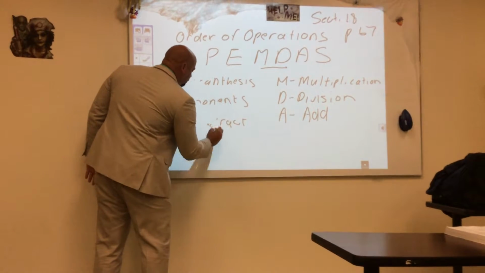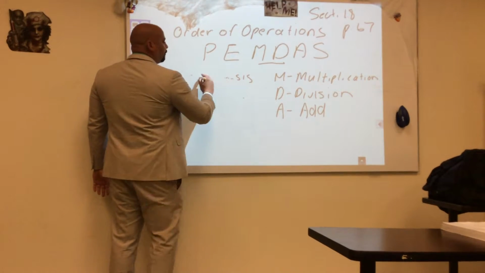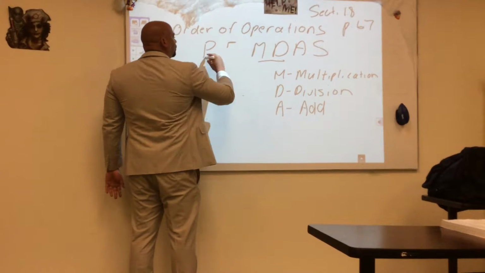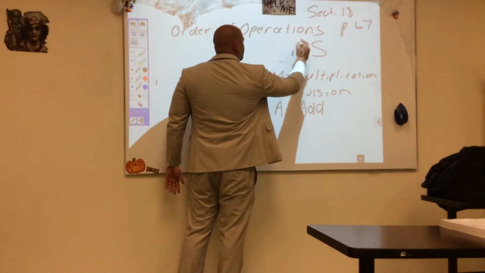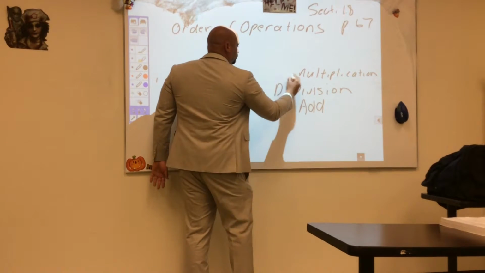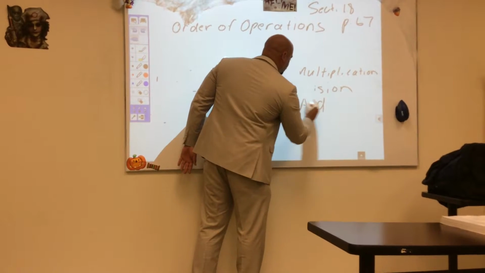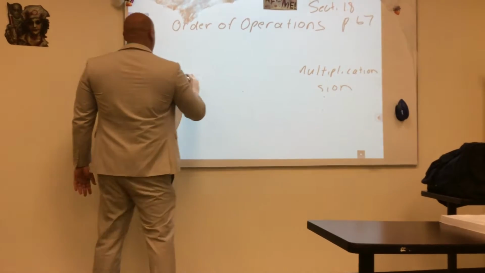So order of operations means that you have a bunch of numbers with different operations, and the operations refer to exponents, multiplication, division, addition, and subtraction. Addition is a plus, subtraction is a minus, multiplication is a multiplication sign, and division is with a division line. So let's look at an example here, okay?